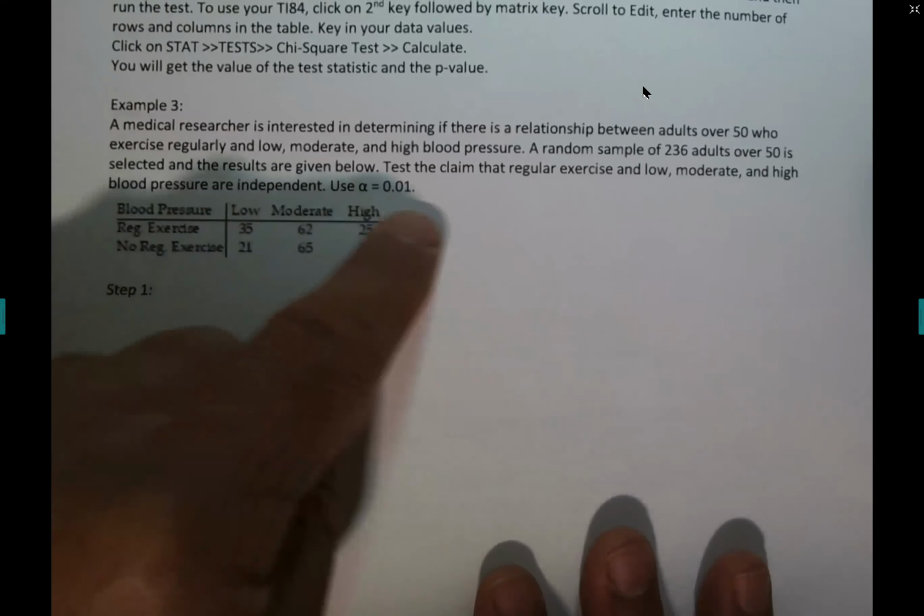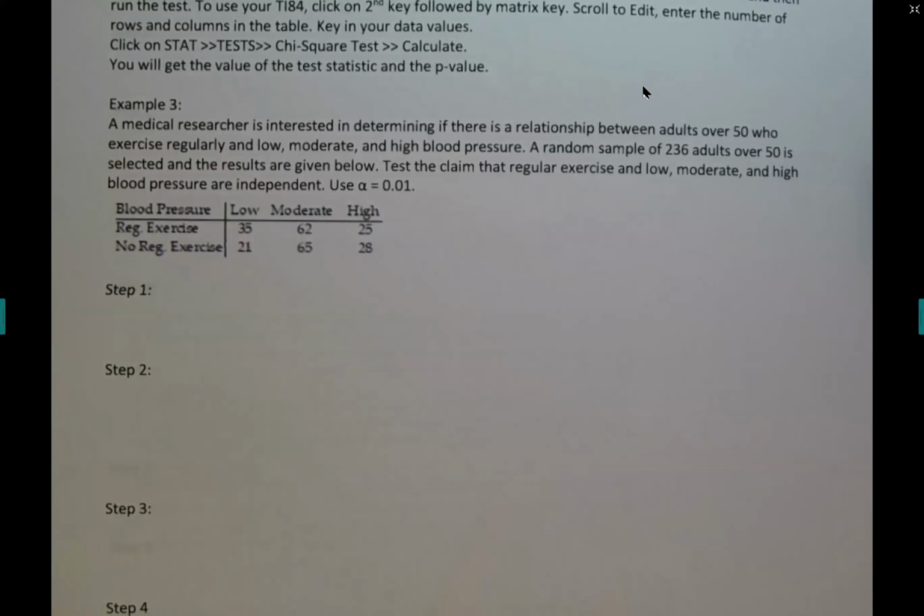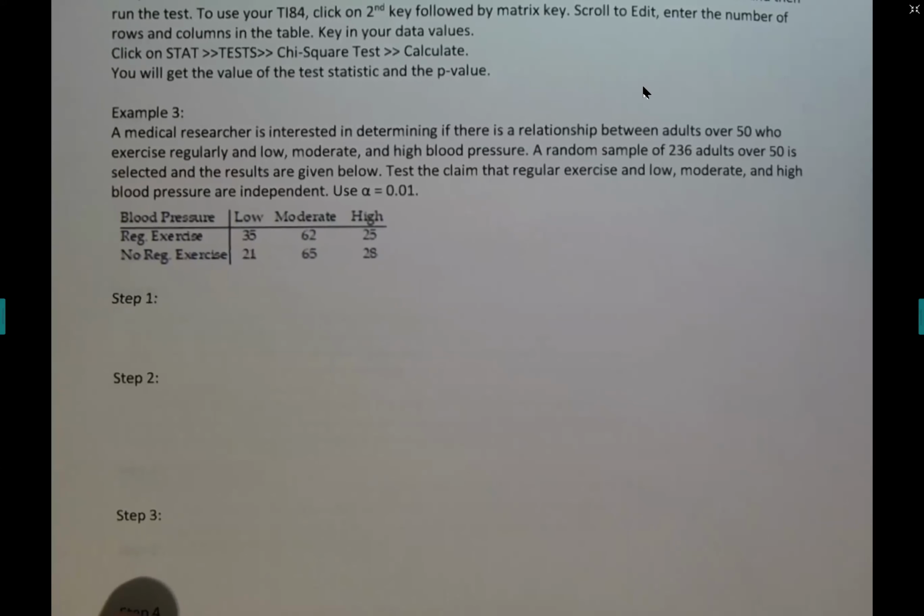Once you see a table like this with rows and columns, you know this is an independence test right away. So you can be 99.9% sure that this is going to be an independence test. A medical researcher is interested in determining if there is a relationship between adults over 50 who exercise regularly and low, moderate, and high blood pressure. A random sample of 236 adults over 50 is selected and the results are given. Test the claim that regular exercise and low, moderate, and high blood pressure are independent.